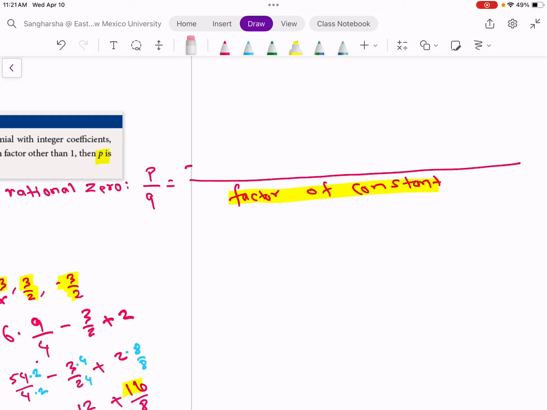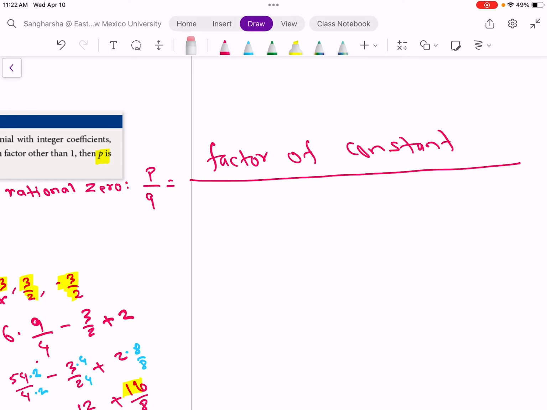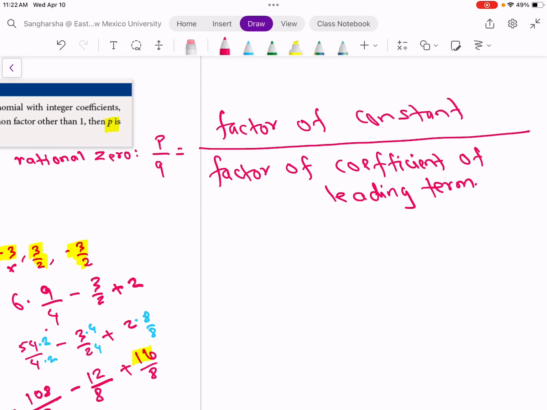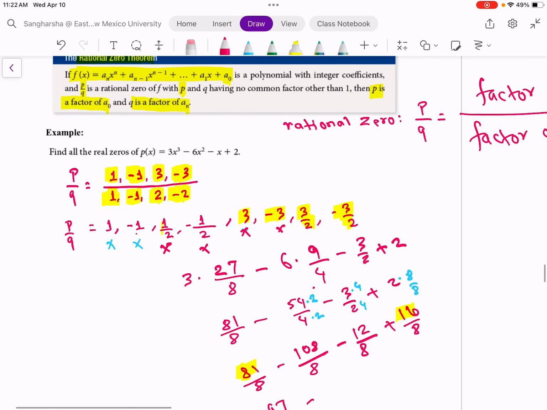So P is the factor of the constant, okay? P is a factor of the constant. And Q is the factor of the coefficient of the leading term, okay? So Q is the factor of the coefficient of the leading term. Now the way we defined the rational theorem is incorrect. We just need to switch our P and Q. So P is the factor of the constant and Q is the factor of the coefficient of the leading term. If this is the case, now we just flip here.